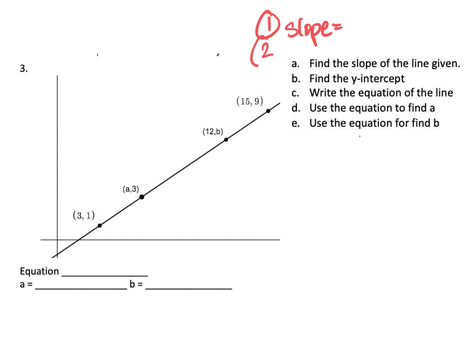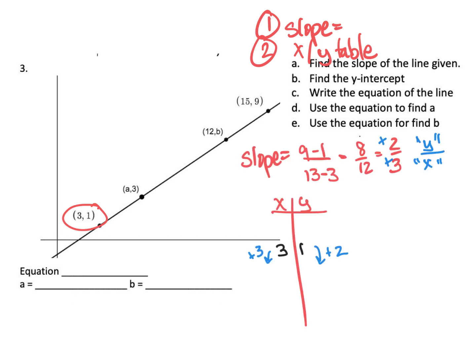Number 2, we're going to do an x, y table. So go ahead and make an x, y table. And again, we're going to start with 3, 1. So pause, do that, and then come back to me. So here's our table, and we're going to check and see, does 15, 9? So my table is correct.